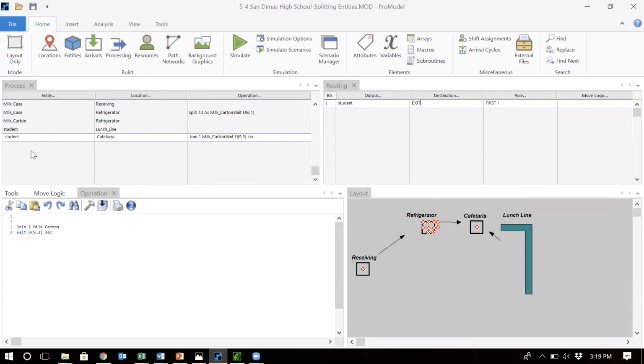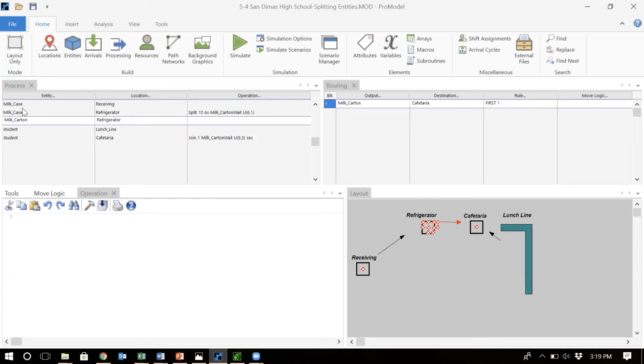Remember, for the join to work, I have to also do one more thing. I have to go to the line where the other entity, so here the student is the base entity, gets to the cafeteria. My other entity here is the milk cartoon. I have to go to the line where the milk cartoon gets to the cafeteria, and then I have to check if join requested. That's this line where the milk cartoon goes from the refrigerator to get to the cafeteria.